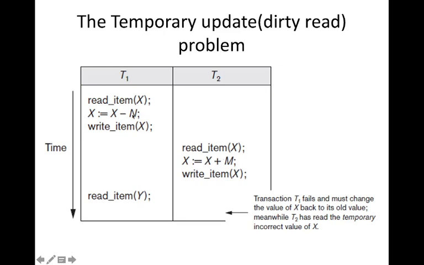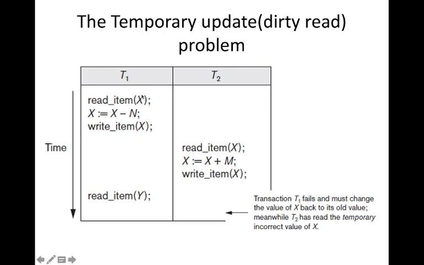Dirty read. This is actually a temporary update that was made in transaction T1 and that was read by T2. So this is known as dirty read. It should not be read actually at that time because T1 has failed. T1 transaction has failed and it has been aborted. Aborted means all these operations should be reverted back. But T2 in between has taken that updated value and performed some operations. So there is a problem with this. So this is known as temporary update or dirty read problem.